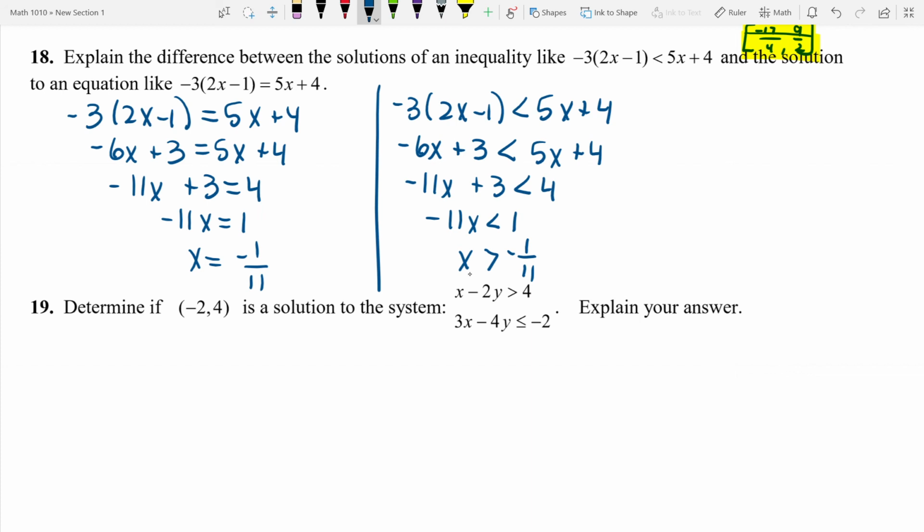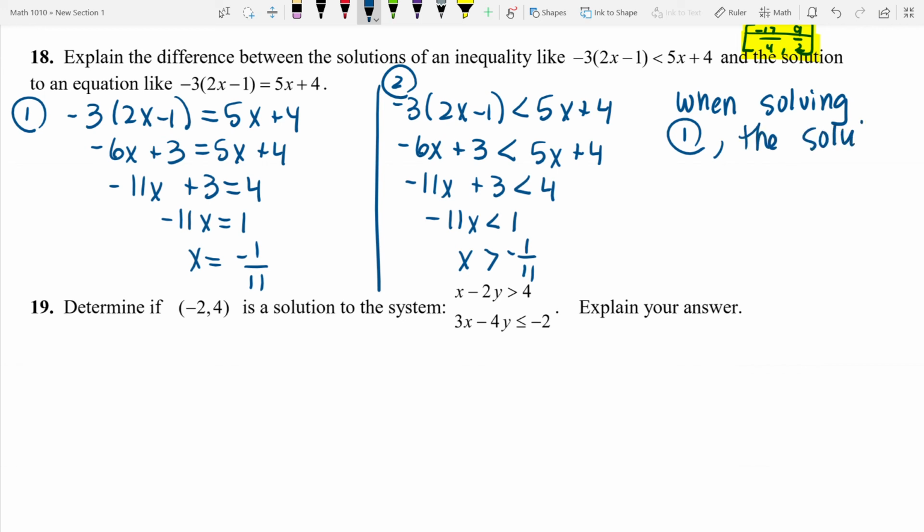So we're going to call this 1, and we're going to call this 2, okay? So we're going to say when solving 1, comma, the solution is only negative 1 over 11. Maybe better would be after solving, but it's fine.